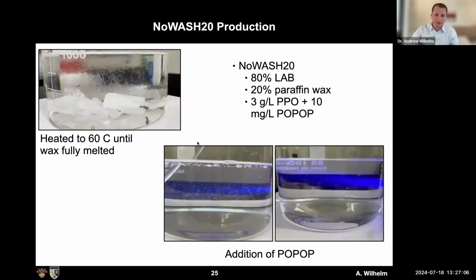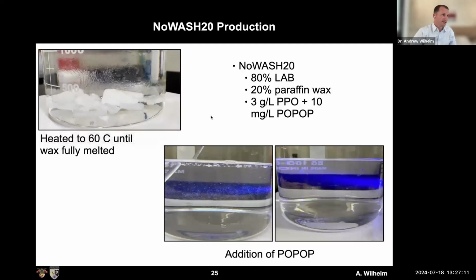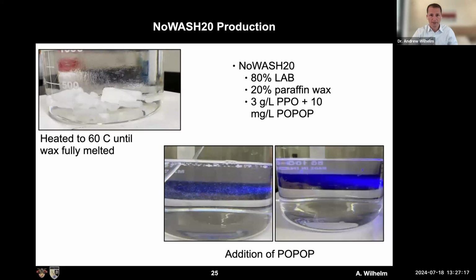So this is a description of what it was like to make the wax-based opaque liquid, which is called No Wash 20. There's a good paper on that that I have a reference for at the end. It was developed in Germany initially. And it's pretty simple what it is. Really, it's 80% linear alkyl benzene, which is just a solvent, and 20% paraffin wax, which is why it's called No Wash 20.